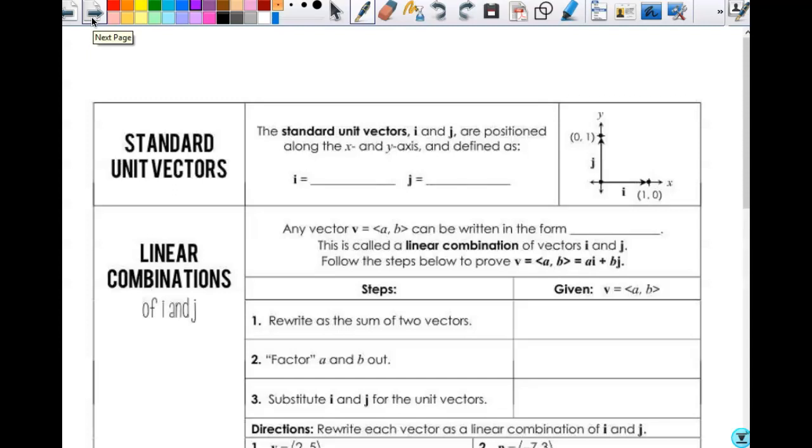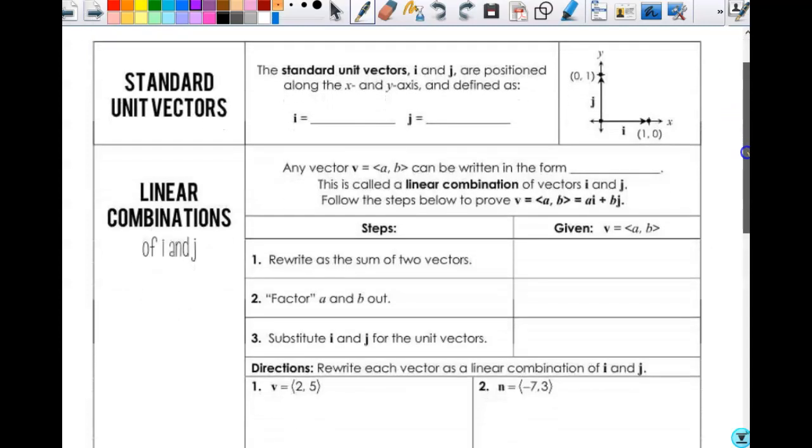Okay, so standard unit vectors, i and j, they are always i and j. You can name the other vectors anything you want, but these are always i and j. They are positioned along the x and y axis. So unit meaning that this is 1. So this is i because it's 1, 0. This point is at 1, 0. j is at 0, 1.